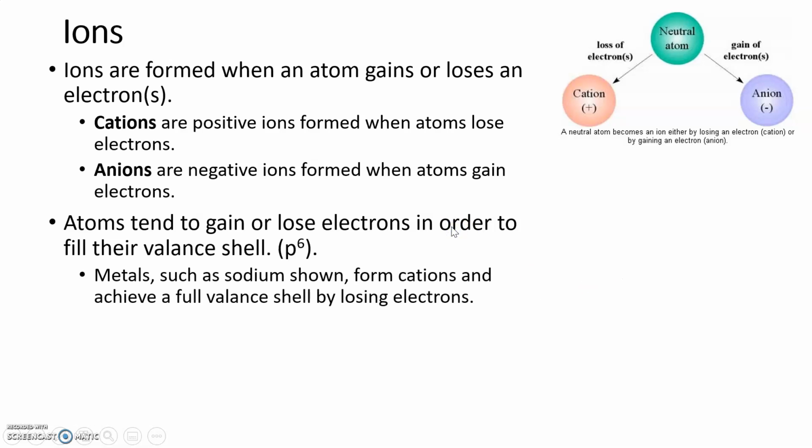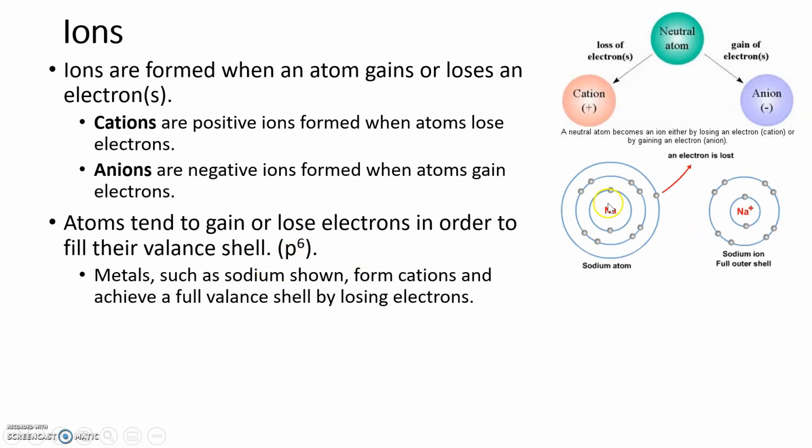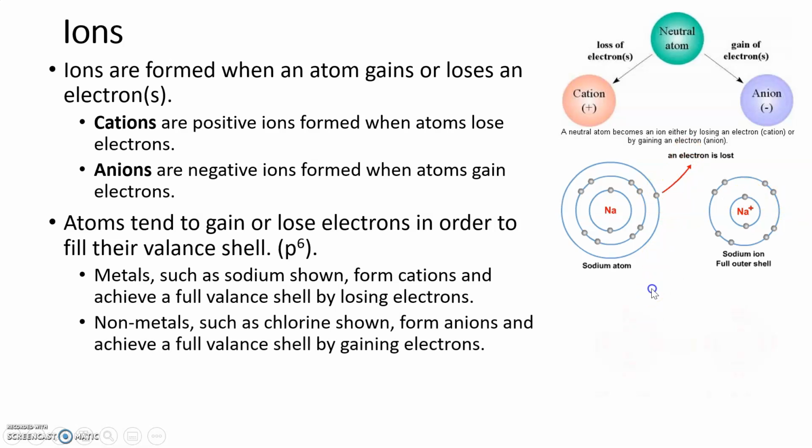So atoms tend to gain or lose electrons in order to fill their valence shell. That would be P6. So sodium, for example, will give up an electron so we can get back to that octet. He has S2, P6: 6 electrons in the P, 2 in the S. That's a full octet. That's 8 electrons. And there he goes. He's got that full shell. That's why he lost that electron.